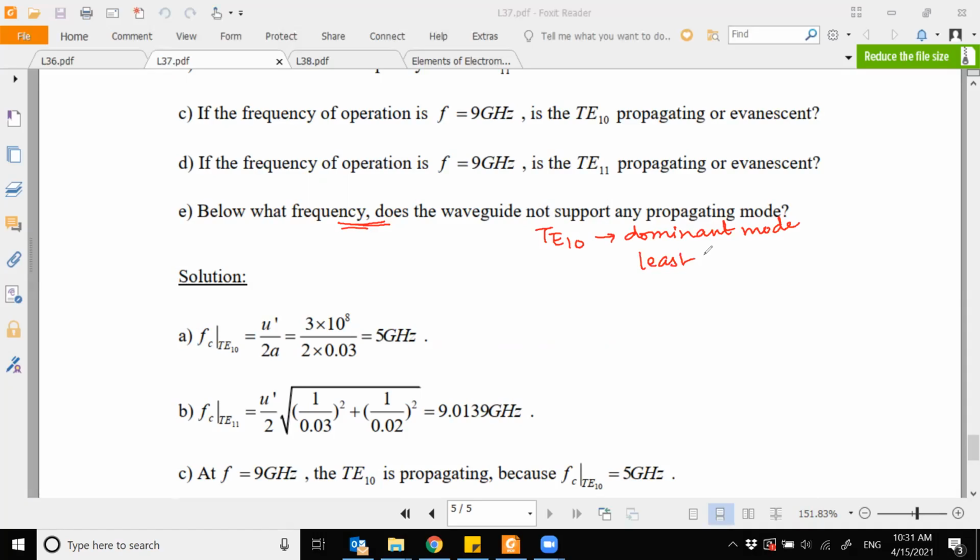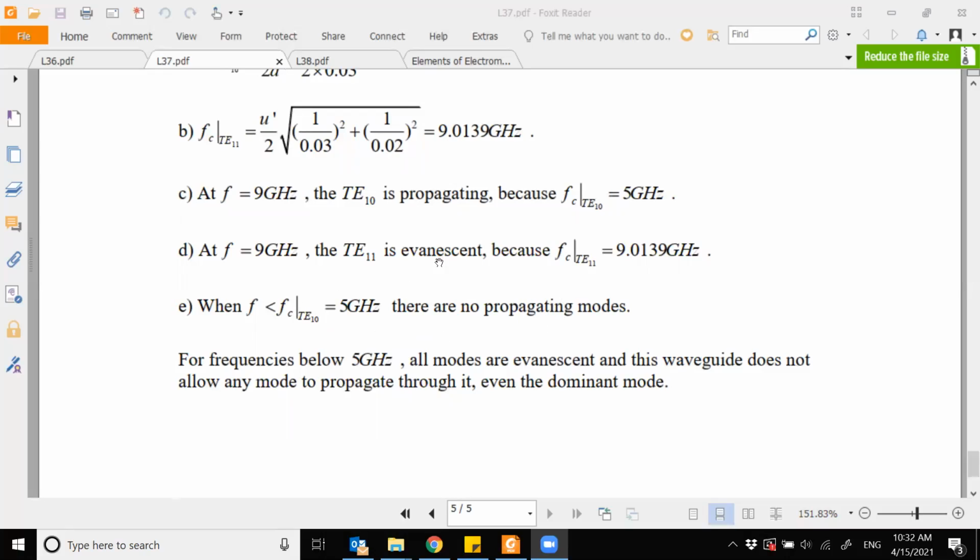Yes. It has the least cutoff frequency, because this is the first mode that will become available, and it will propagate. So any frequency less than or equal to the cutoff frequency of TE1,0, your waveguide will not be able to support. It has to be just greater than 5, because this is your 5 gigahertz. And this is what we mentioned here in E, that it should be less than. No propagating modes. So all the modes become evanescent and the waveguide does not allow any mode to propagate through it, even the dominant mode. It has to be just greater than 5 gigahertz.